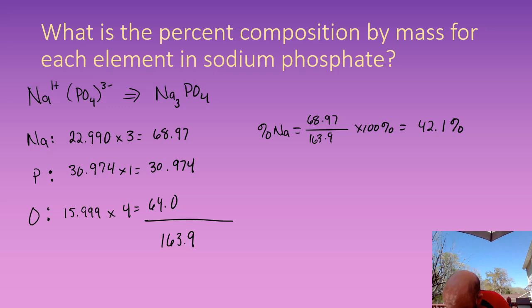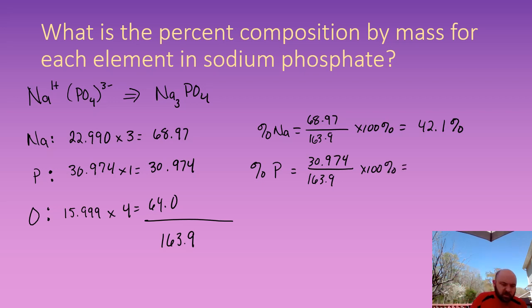To determine percent composition of phosphorus, I will take 30.974 atomic mass units of phosphorus and divide by 163.9 total atomic mass units and multiply by 100. And I can see that my compound is about 18.9% phosphorus. And then finally, I will calculate oxygen's percent composition.